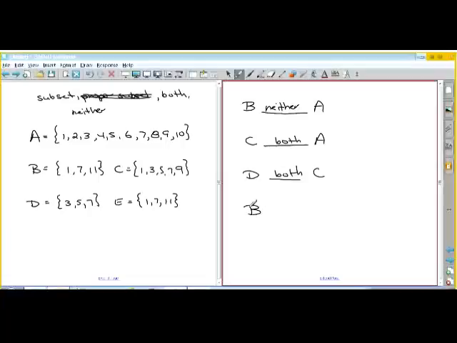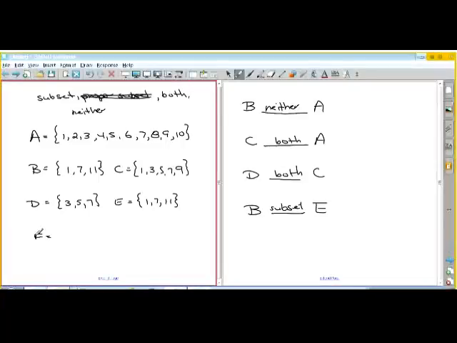So how about B relative to E? Well, you can see that they are the same. So this is the one case that it's just a subset. So B is a subset of E, but it's not a proper subset. So it's not both. So the bottom line is, the only case where it's not both, if one is a subset of the other, is when they're identical to each other. So that's the special case.